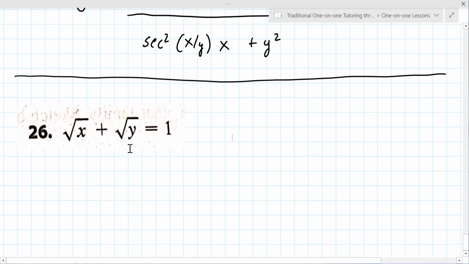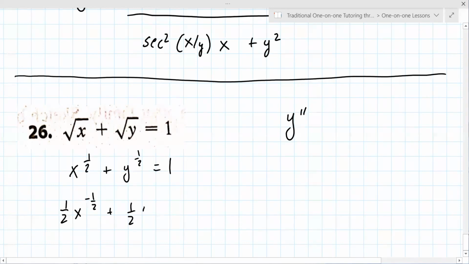All right, so they're asking for y double prime here. Now it looks like, oh, no big deal, right? Well, it kind of is. You're going to see how horrible these are in a moment. All I did is rewrite it because it's power rule. So 1/2 x to the -1/2 plus 1/2 y to the -1/2 times y prime equals 0.